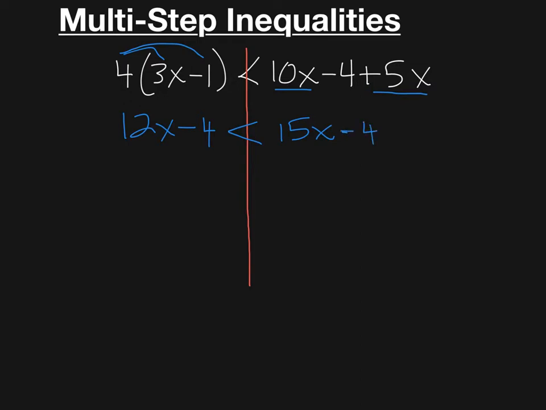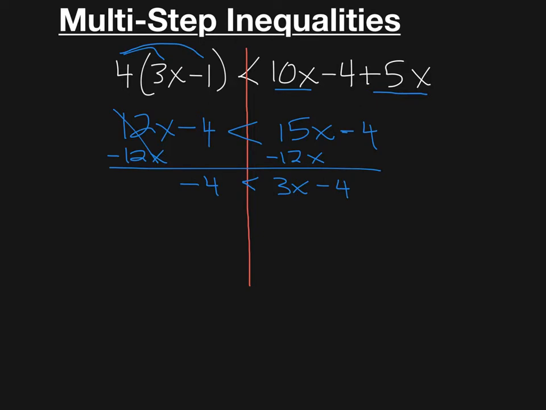Now here, there's a few different things we could do. I'm going to subtract 12x from both sides because I like to deal with positives when I can. So subtract 12x from both sides. 12x minus 12x, that's going to be 0. I'm left with negative 4. Don't forget that negative sign. A lot of people do. Is less than 15x minus 12x is 3x minus 4.